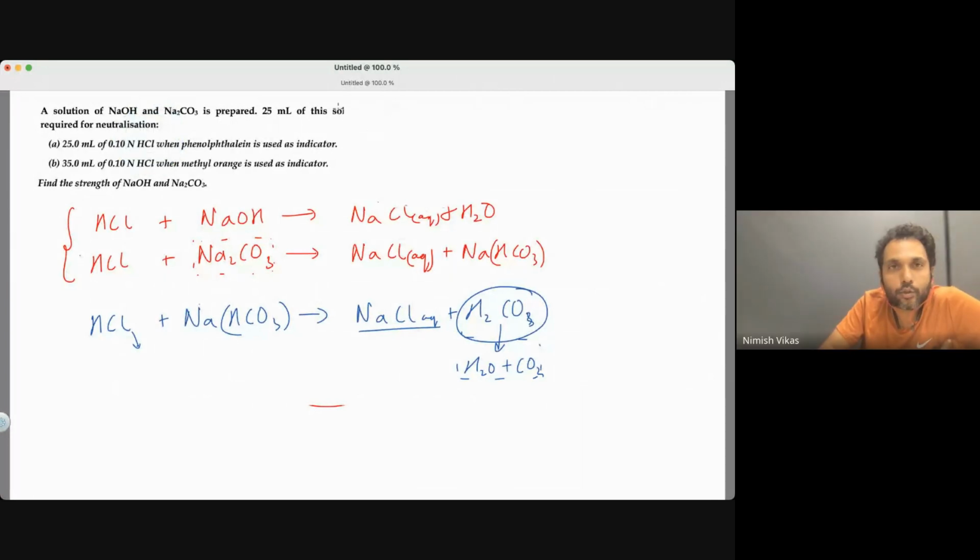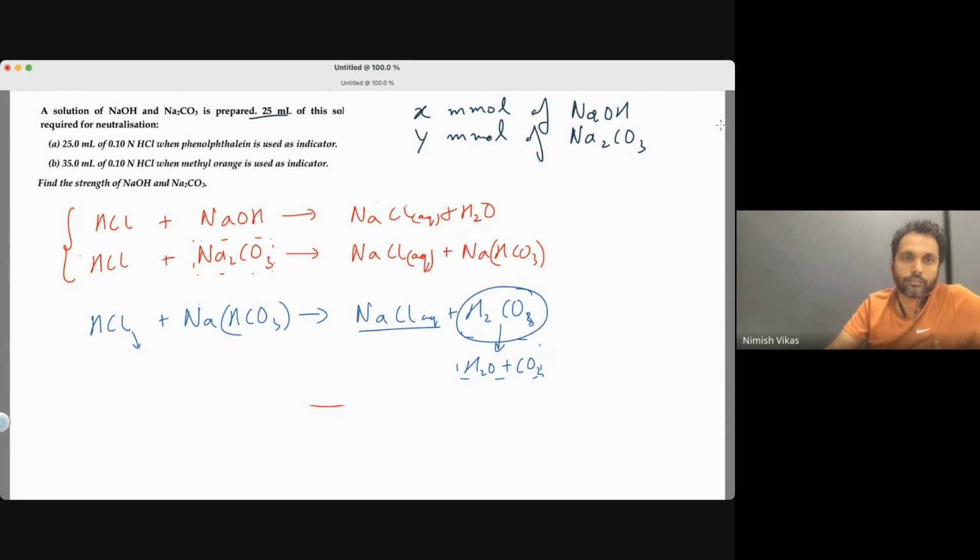Okay. So in this 25 ml of the solution, I'll just assume that we have got X millimoles. I like to work with millimoles instead of moles. Okay. Because we have milliliters and all. You can say X moles also. Okay. X millimoles of NaOH, which I don't know. And I've got Y millimoles of Na2CO3. And X and Y is what we have to find. Is that clear, guys?